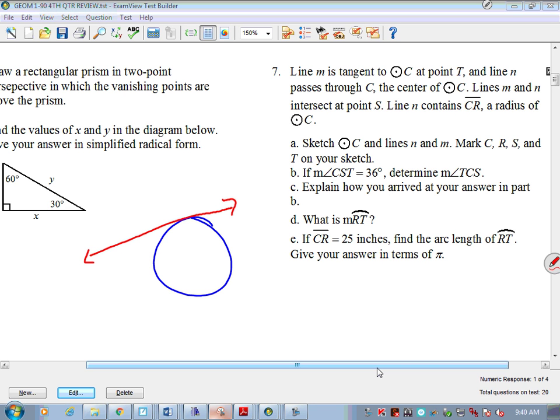Okay, so all right, there's circle C. In fact, because that's circle C, I need to put that there. Let's see. What do we label this red line here? What do we call that line? M. Okay. It says line N passes through C, the center of C. Lines M and N intersect at point S. So what do I need to draw line N? What do we know about line N? It goes through the circle, not only through the circle, but through the center of the circle, right? All right, and we know it's going to intersect.